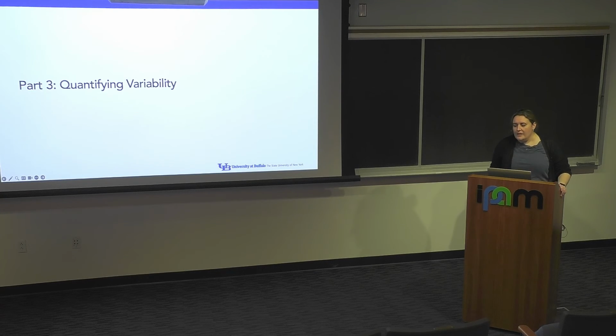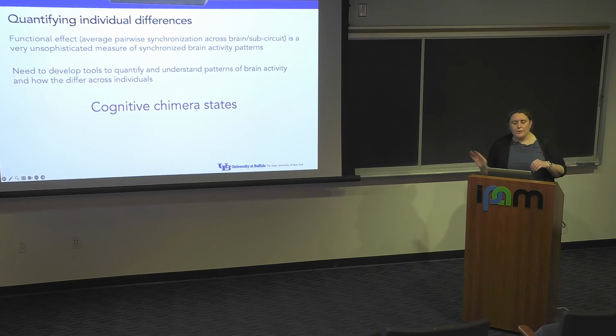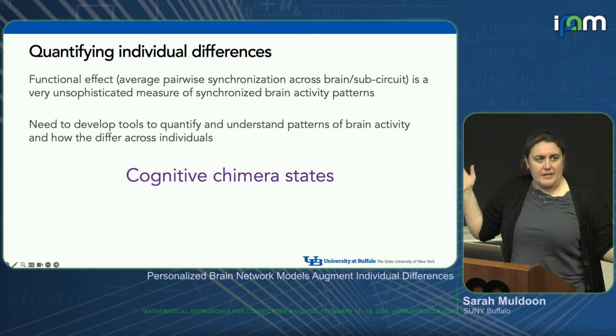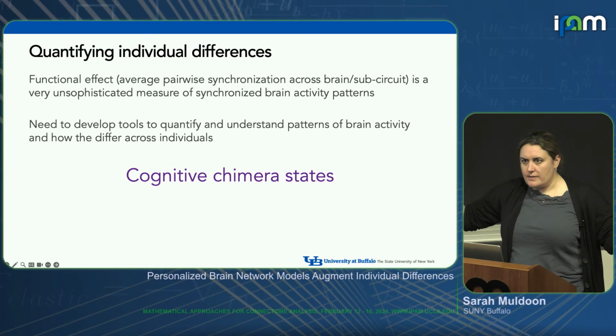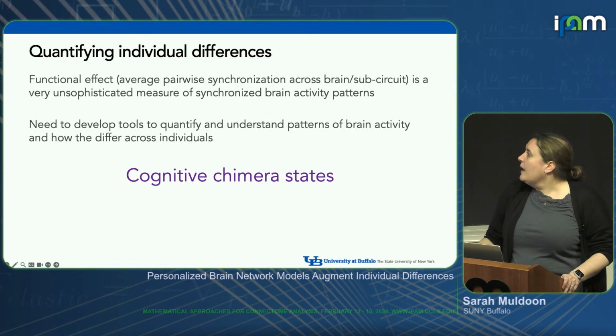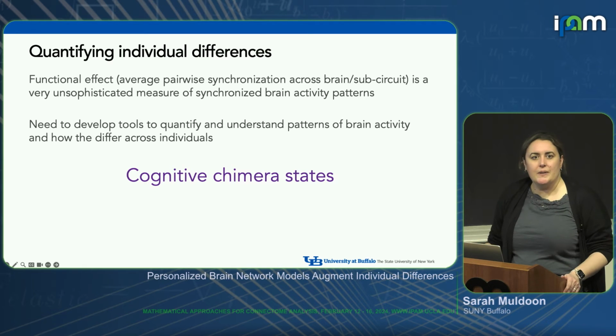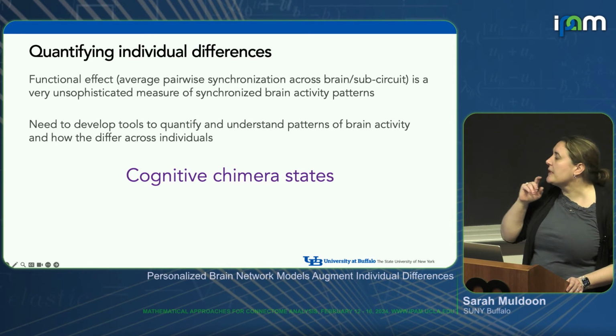Okay, so I have a little bit of time left, so I want to switch a little and talk about another thing that you can use these personalized brain network models for, and that's how to quantify variability, okay? So when I showed you what we were doing before, I said we took the dumbest measure ever, right, and we averaged across these matrices or these subcircuits, okay? But it's very unsophisticated, right? We can do a lot more in terms of trying to actually quantify what's going on in these brain networks.